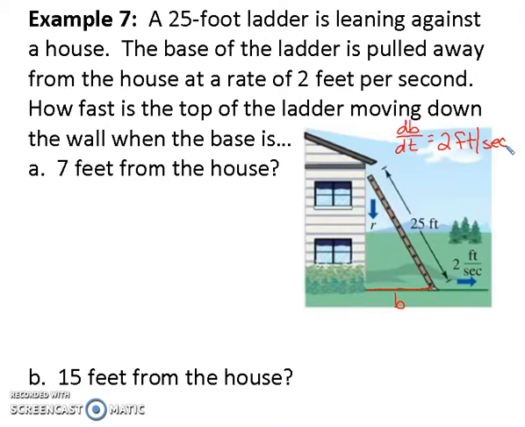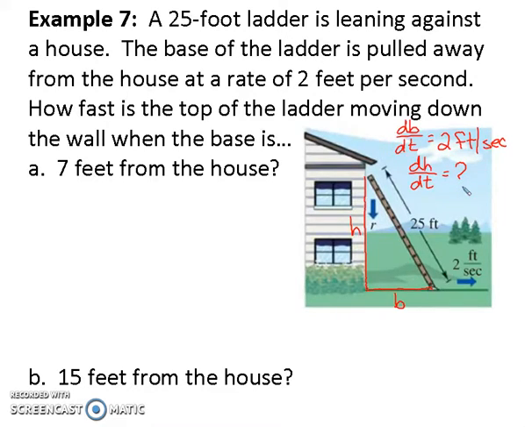Now, is that a positive 2 or is that a negative 2? Well, if you think about it, if you're pulling the ladder away from the house, that B length at the bottom is going to get bigger, which would mean its rate of change would be positive. So then it says, how fast is the top of the ladder moving down the wall when the base is? We've got different situations. So they're wanting to know the rate of change for our vertical length. So we'll call it H for the height. So they're asking us to find dH/dt in all of these situations.